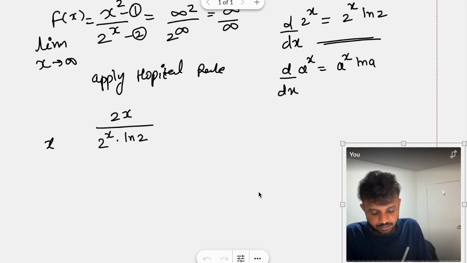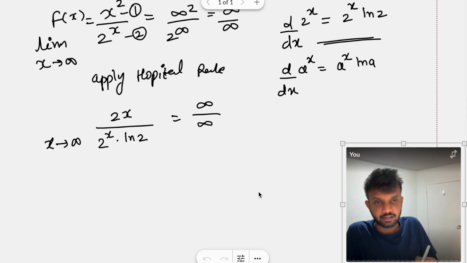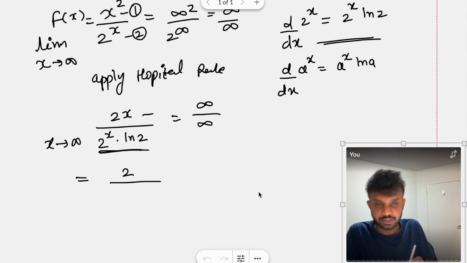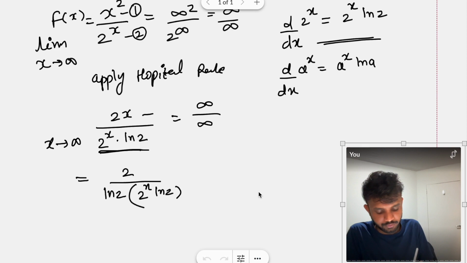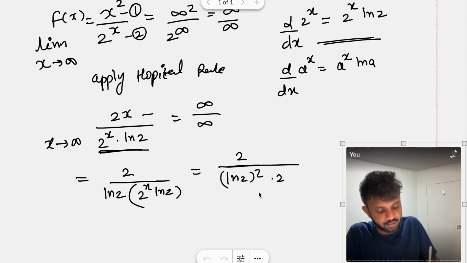And now again the limit x tends to infinity, correct? Now again this is an infinity by infinity function, if I put x equal to infinity, so I'll differentiate this again, right? So if I differentiate this function again, that will be 2, and I differentiate the other function again, I can take ln 2 outside, this will be 2 to the power x into ln 2, right? So now my function reduced to 2 over (ln 2) square into 2 to the power x, right?